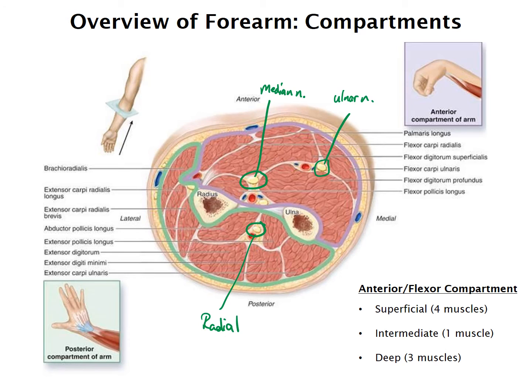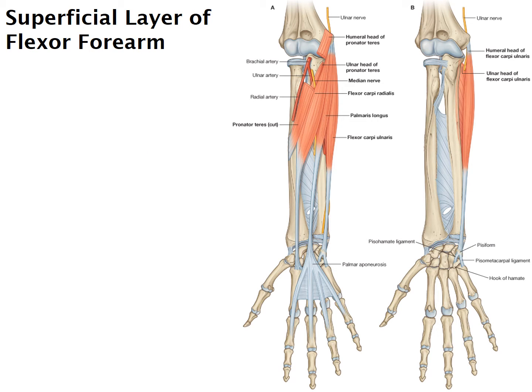The focus of the remainder of this presentation will be on the 8 muscles of the flexor compartment of the forearm. These muscles are organized into superficial, intermediate, and deep layers. The superficial layer of the flexor forearm contains 4 muscles. 3 of these 4 muscles arise from the common flexor tendon shown here, which attaches to the medial epicondyle of the humerus at the tip of the arrowhead.